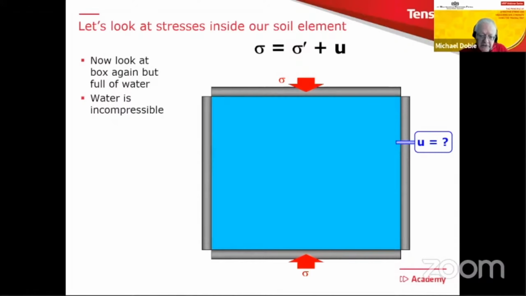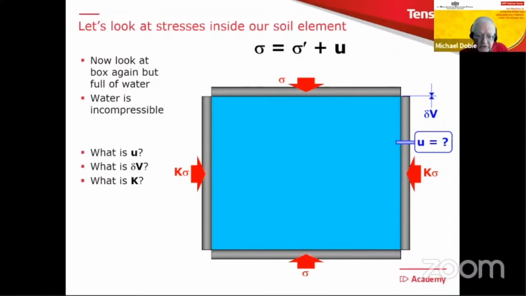So we apply sigma, we have to restrain the sides, and then we are going to measure also the volume change. So you've got the picture. There are three questions here. What is U, what is delta V, and what is K?